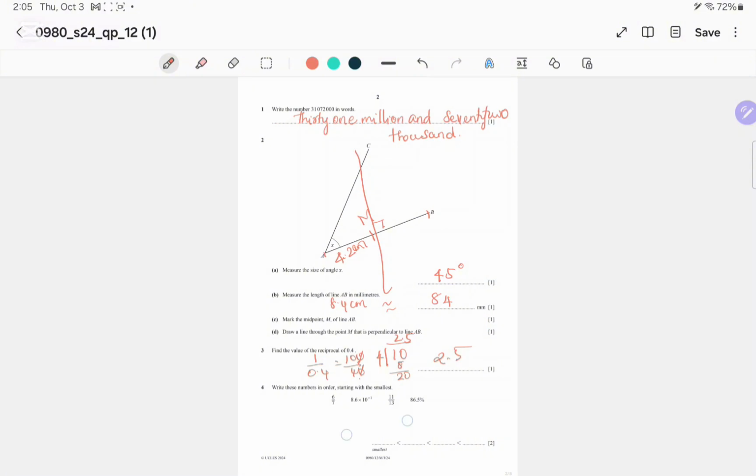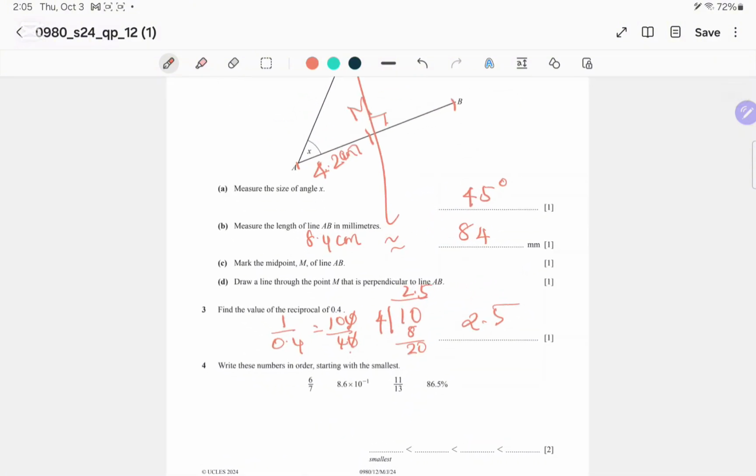Okay, write these numbers in order. Next one, the last part here. So 6 by 7, when you are dividing it, you will get an answer of 0.8571. Then 8 by 6 divided by 10. For the second one, it is 0.86 directly. And the third one, 11 by 13, when you divide, you will get around 0.8461. And the last part, it is 86.5 divided by 100. When you are dividing, you will get around 0.865.